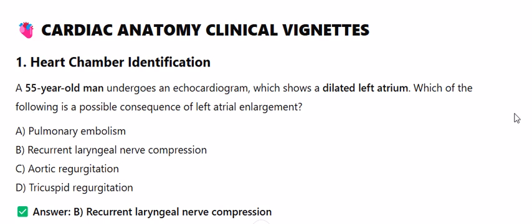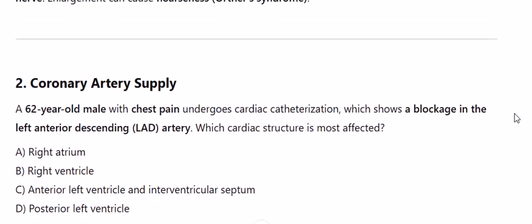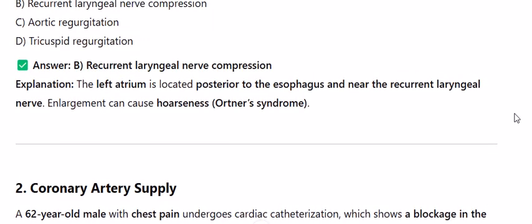1. Heart chamber identification. A 55-year-old man undergoes an echocardiogram which shows a dilated left atrium. Which of the following is a possible consequence of left atrial enlargement? A. Pulmonary embolism. B. Recurrent laryngeal nerve compression. C. Aortic regurgitation. D. Tricuspid regurgitation. Answer B. Recurrent laryngeal nerve compression. Explanation. The left atrium is located posterior to the esophagus and near the recurrent laryngeal nerve. Enlargement can cause hoarseness, Ortner syndrome.